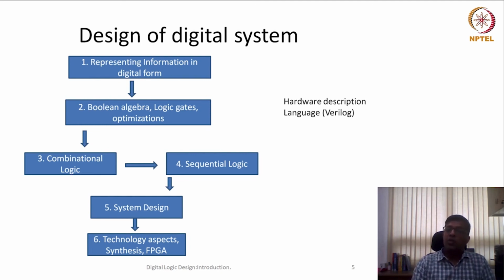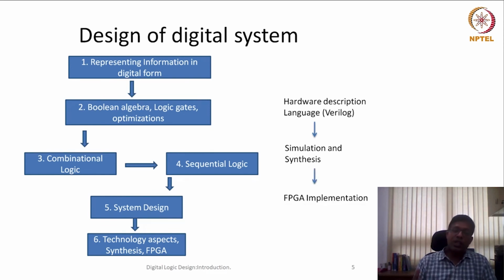Now this hardware description language we'll use for simulation and synthesis. Using simulation, we can see whether the behavior, whatever we would like to model, is coming out the same or not. After simulation and synthesis, we can implement the same design onto FPGA hardware. So this third part would require actual FPGA boards.